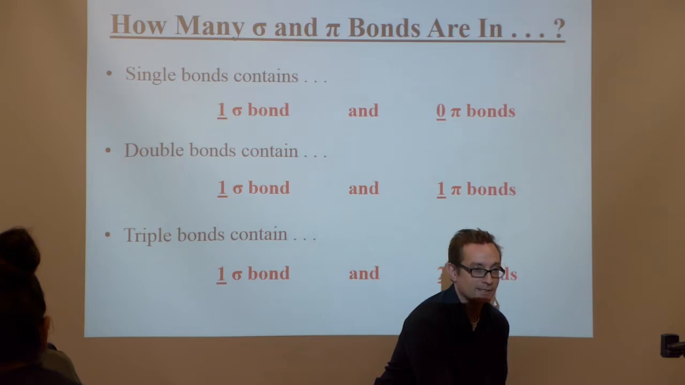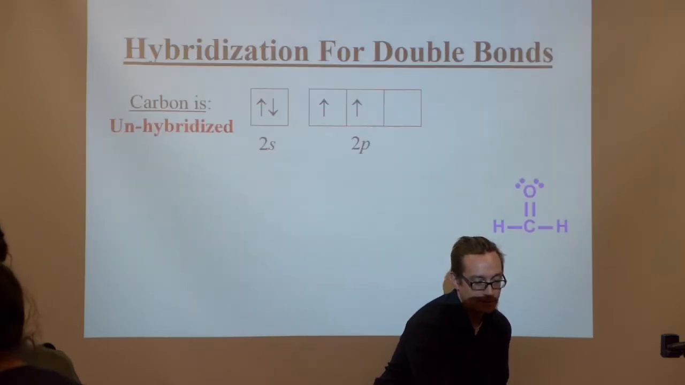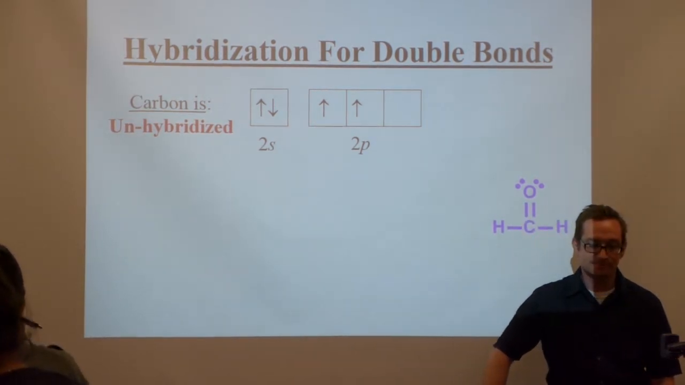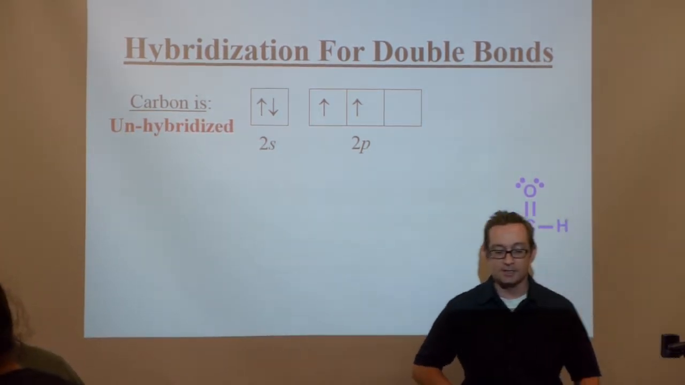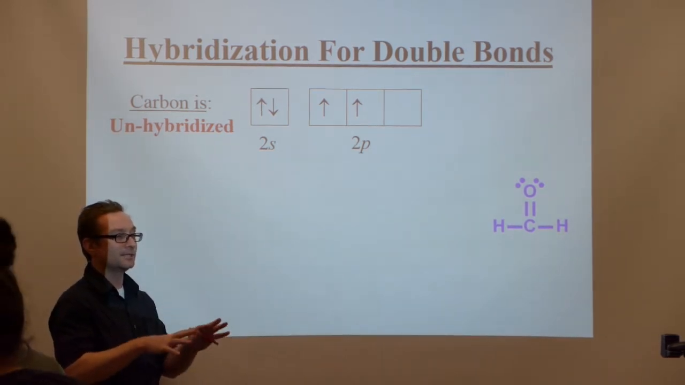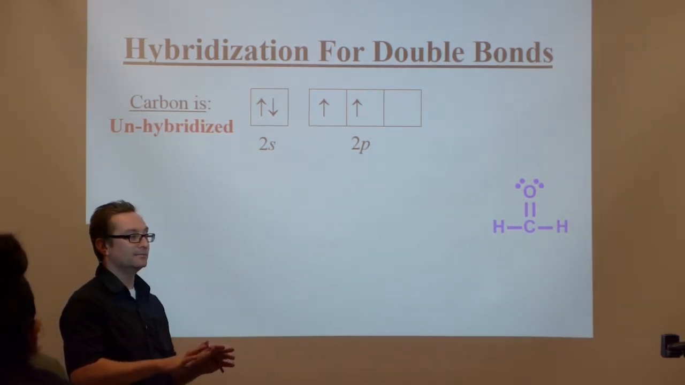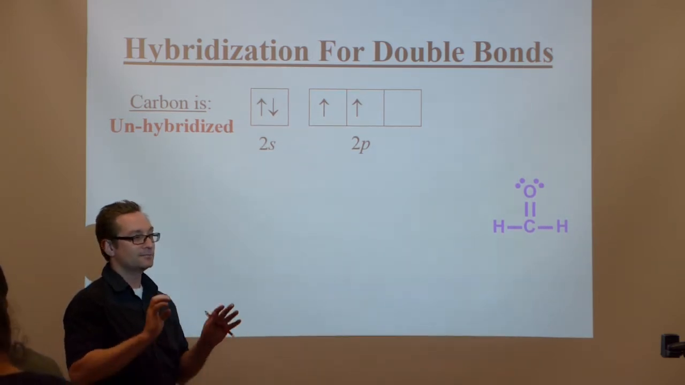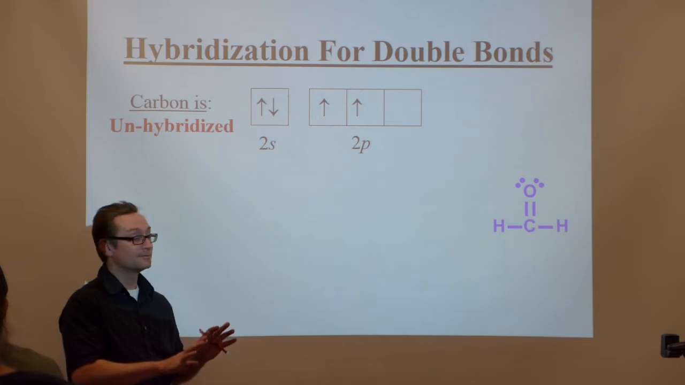I don't know if that clarifies anything or not, but okay. So let's do some examples of double and triple bonds. We did all single bonds with methane. Those were all sigma bonds, right? So methane, CH4, has 4 bonds. They're all single bonds. They're all sigma bonds.